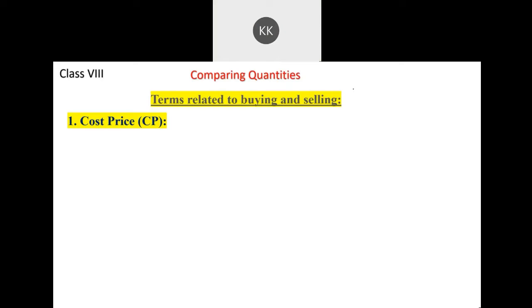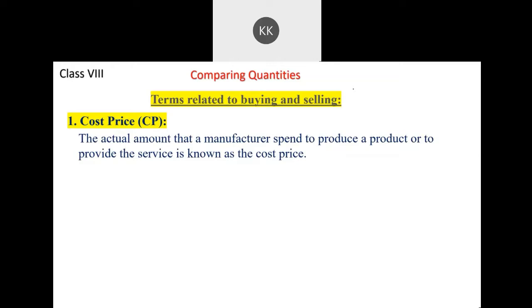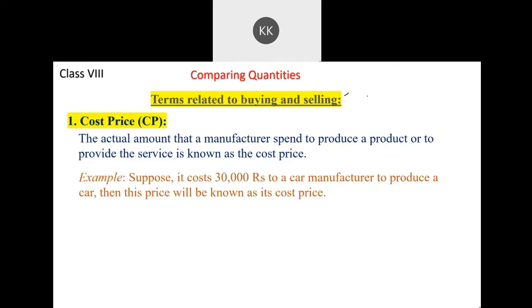First, cost price. The actual amount that a manufacturer spends to produce a product or to provide a service is known as cost price. Usually we write cost price as CP. For example, suppose it costs rupees 30,000 to a car manufacturer to produce a car, then this price is known as the cost price. So the cost price of the car is 30,000.